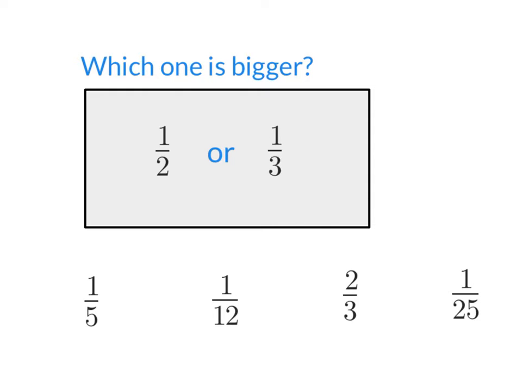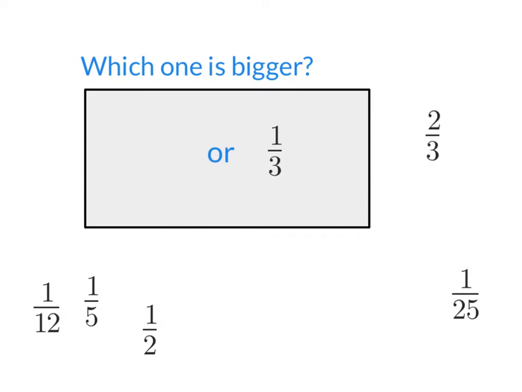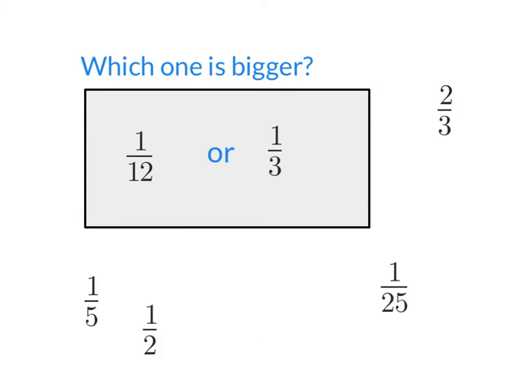Let me ask you another question. Which one is bigger, 2/3 or 1/3? Everyone? 2/3. Okay, because obviously 2 of something is bigger. Which one's bigger? 1/25 or 1/3? 1/3, okay. Which one's bigger? 1/12 or 1/3? 1/3. Which one is bigger? 1/12 or 1/5? 1/5. How can you tell if a unit is bigger? If the denominator is bigger, that means that the unit is smaller. Good. Okay, so I want you to keep that in mind.